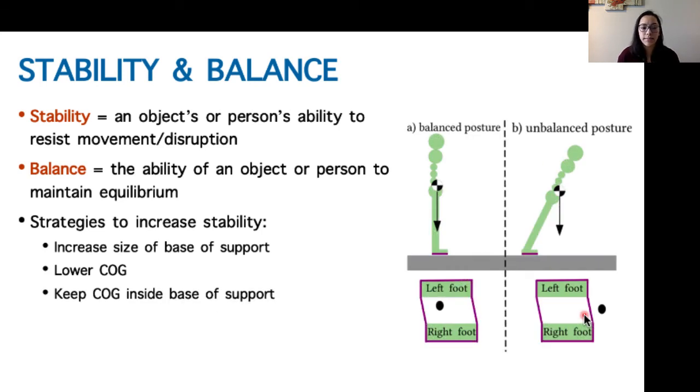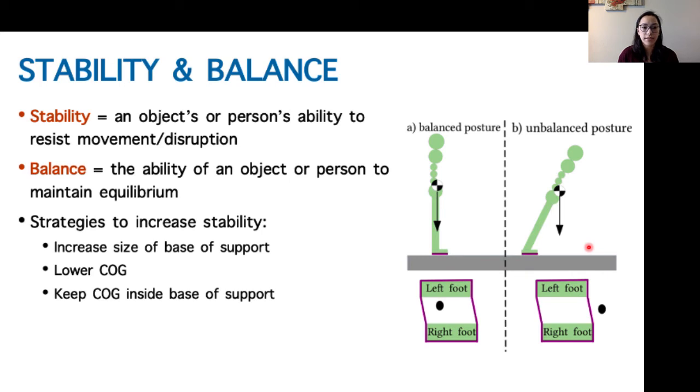Another strategy is to keep the center of gravity inside the base of support, and this works with both stability and balance. We have a person standing, and this is their center of gravity. This is the projected center of gravity in between their left and right feet, which are creating a boundary of stability. When this little black dot, their center of gravity, is projected within that boundary, we have a balanced posture. As soon as that projected center of gravity leaves the boundary, that's when we have falls, or we need to change the movement pattern in order to catch our balance.